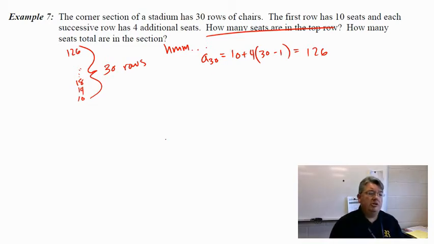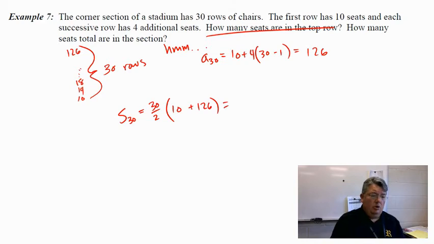So how many seats are in the section? That's asking me to add together all 30 rows. So that's 30 over 2 times the first row plus the last row. Cool. 30 over 2 is 15, and 10 plus 126 is 136. So that's 2,040. 2,040 seats. That's a big stadium.